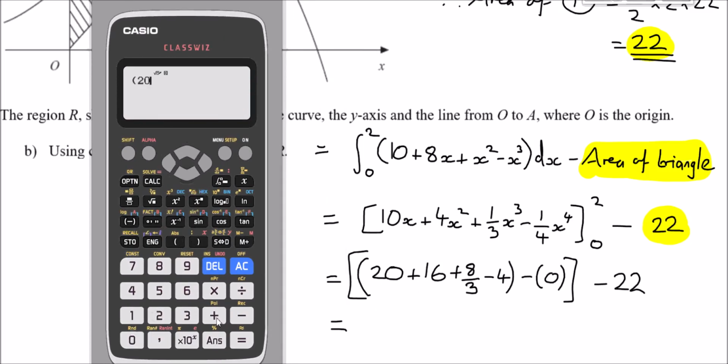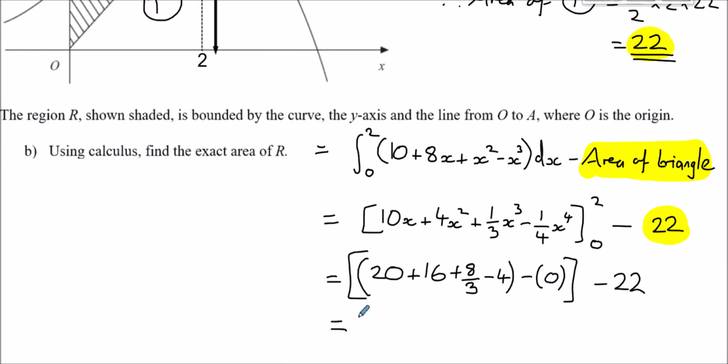So 20 plus 16 plus 8 over 3, minus 4, minus 0, which I'm not going to bother doing because that's obviously not going to do anything. Then minus 22, we get 38 over 3, which you can leave like that if you want to. If you want to be old school and change it into a mixed number, by all means. Could say it's 12 2/3 as well.